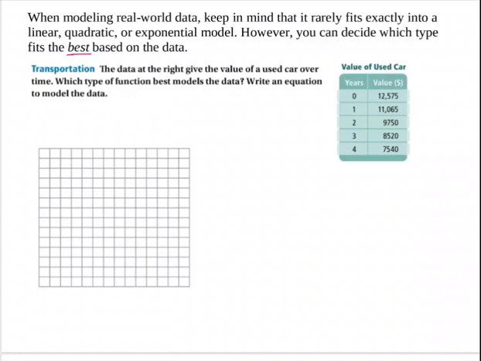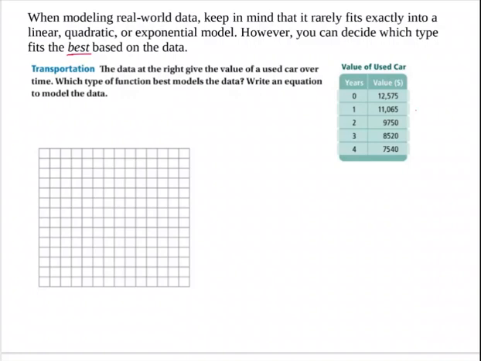So on this problem, we have a bunch of data that's given to us here. The value of a used car is what the data is representing. So they said which type of function is going to model the data the best. So we're going to use a linear one, a quadratic one, or an exponential one. And then they want us to graph it and write an equation for it, okay? So we're just going to look at the data here. We want the math to speak for it. We don't want the graph to speak for it because our eyes can deceive us, okay? So we're going to use the math.